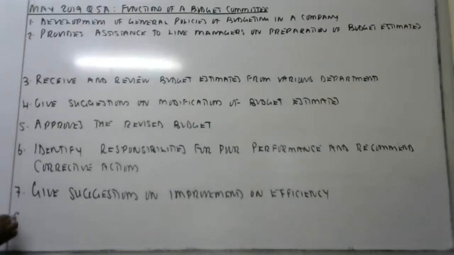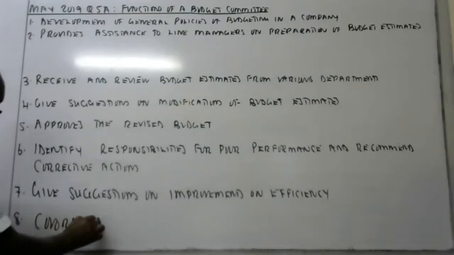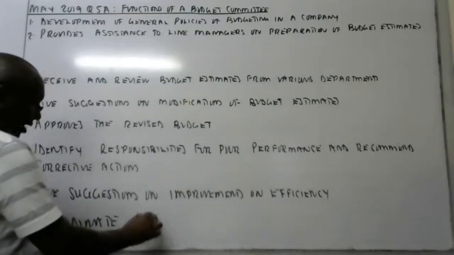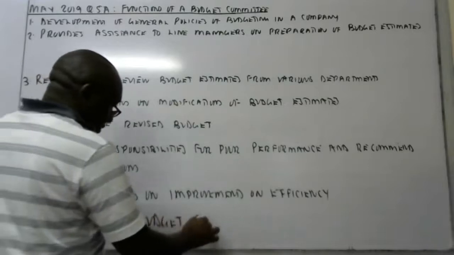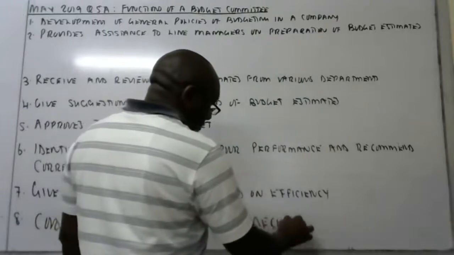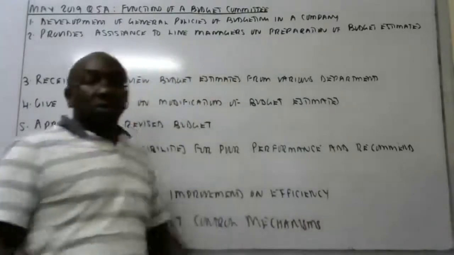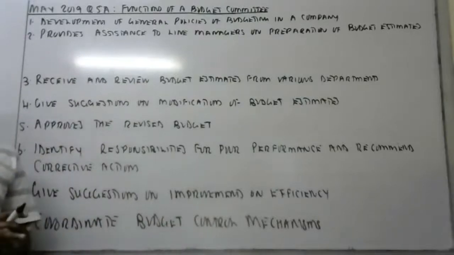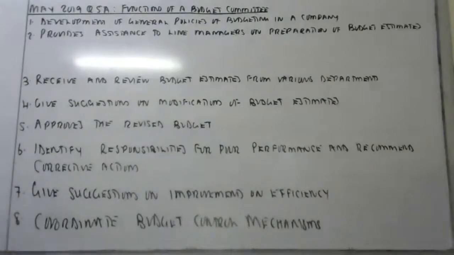Another thing is that they control or they coordinate budget control mechanisms. So they are there to help or to coordinate, to ensure that everyone who is supposed to take part is doing what should be done, and to ensure that the company does not suffer.